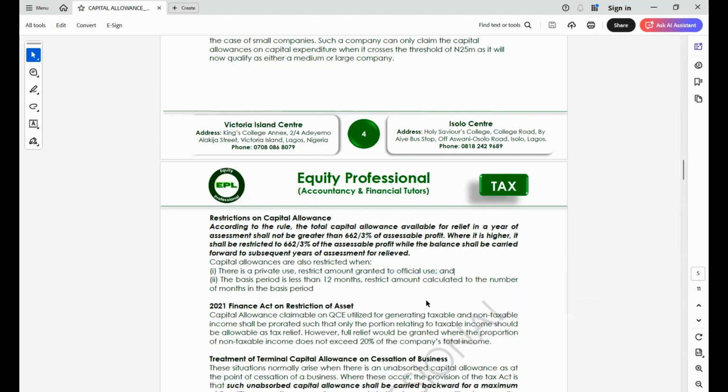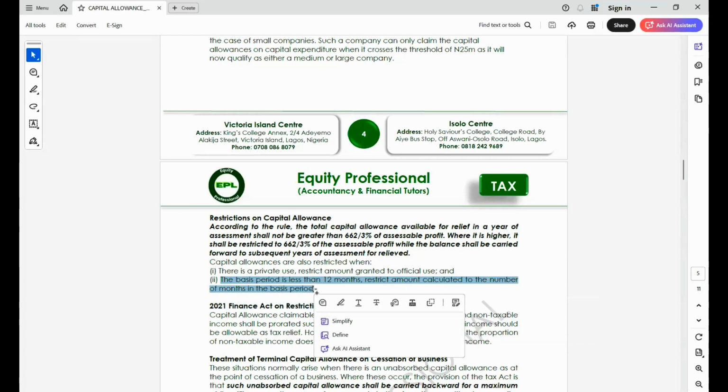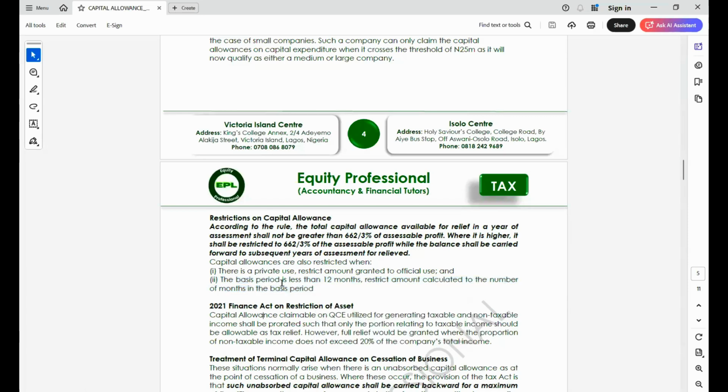So there may also be restriction where the basis period is less than 12 months. In that case, for annual allowance, you base it on the number of months in the basis period. So those are the periods where capital allowance can be restricted. But where you don't have this, please, no restriction of capital allowance for manufacturing company and agro-allied business. So let us take note of that.